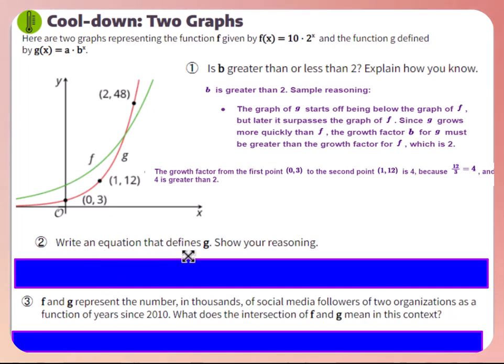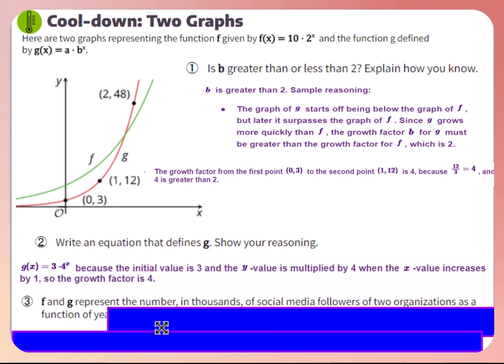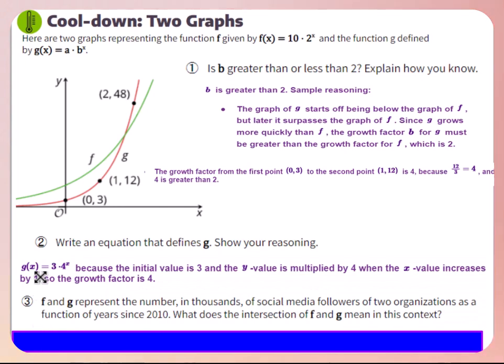Write an equation that defines G and show your reasoning. All right, how do we get from 3 to 12? You multiply by 4. Then 12 times 4 is 48. So the growth factor is 4. We start at 3. That's our initial amount. On the y-axis, the y value is 3 times 4, our growth factor, to the x.